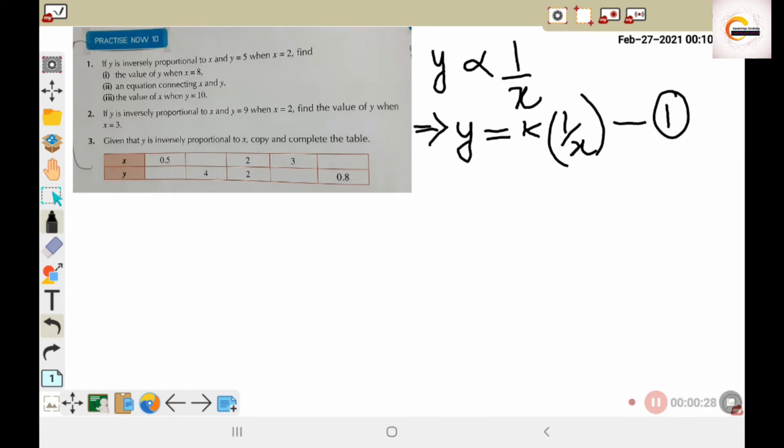So if y is inversely proportional to x and y is equal to 5 and x is equal to 2, find the value of y when x is equal to 8. How will we find the value of y if we don't know the value of k? So first of all, the first step would be to solve for k. I'm going to use these values: y is equal to 5 and its corresponding value x is equal to 2.